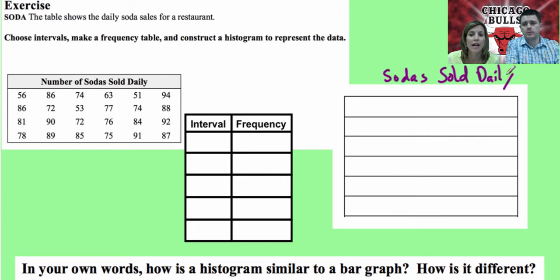We need to label our x and our y axis because that is step 1. So our x axis is going to be the number of sodas.